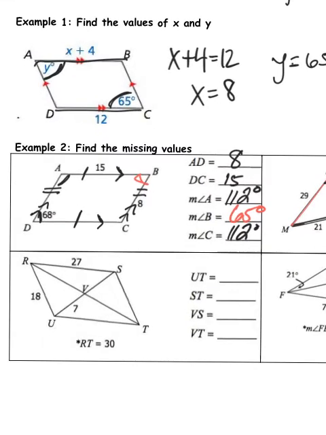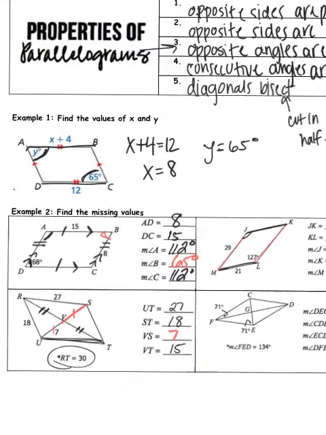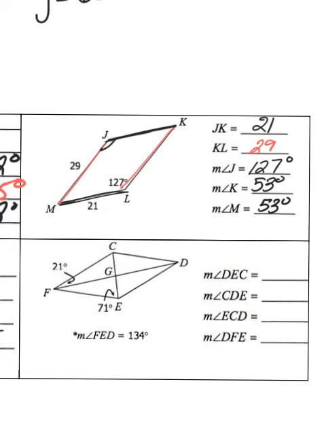All right, so now we have some diagonals. First we want UT. UT is going to be congruent to RS, so 27. Then I want ST. It's 18 because RU is 18. Then I want VS. We know the diagonals bisect each other, so if UV is 7, VS is also 7 because it's congruent. And then I want VT. I know RT is 30, the whole thing. So I just do 30 divided by 2. It gives me 15.